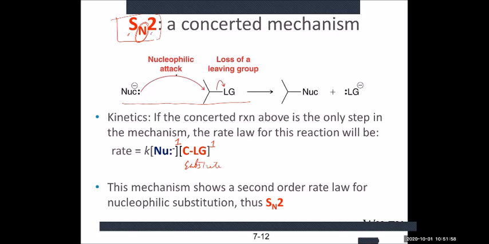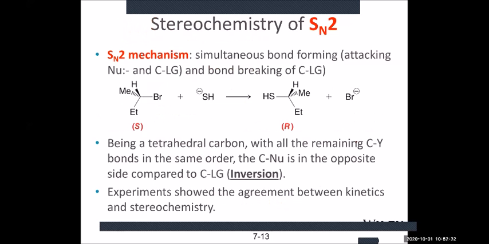Since both are in the same step, the nucleophilic attack and the leaving group bond breaking happen at the same time. So that's what we call concerted, synchronized. Bond breaking and bond forming happen at the same time. And that's the SN2 reaction. This reaction essentially has only one step, and this step is slow. So that makes it an SN2 reaction.